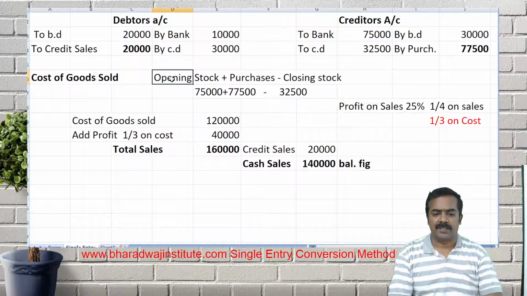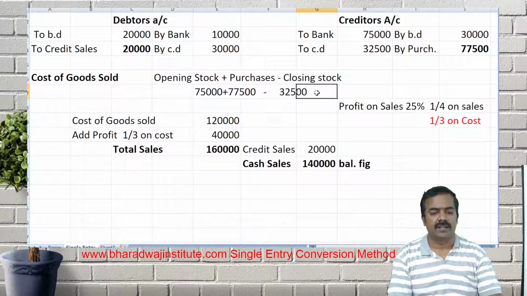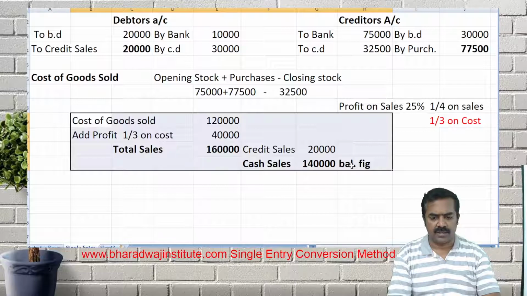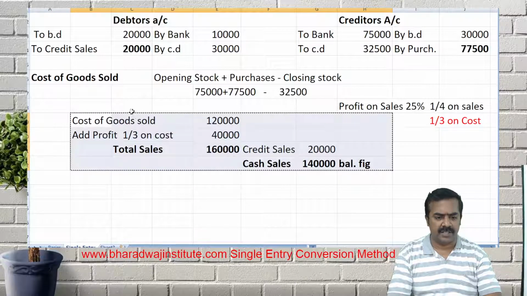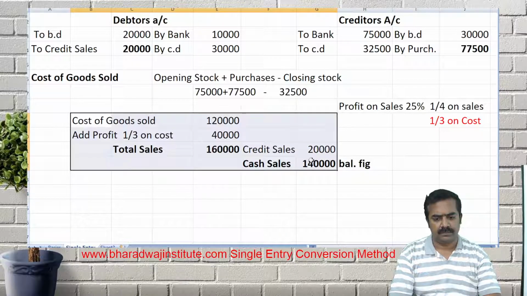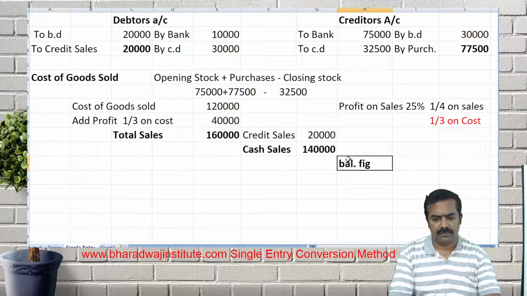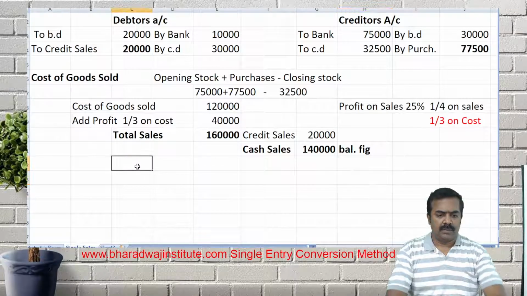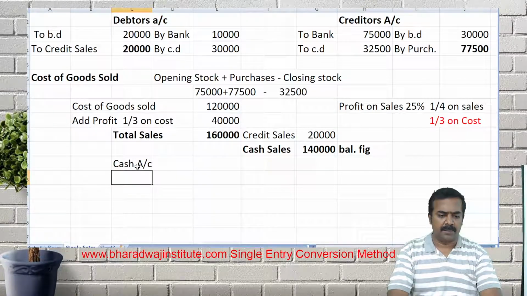And there are no cash purchases. It is clearly mentioned in the problem that payments for credit purchases are always made by check. We are making it only by check. Let us prepare the cash account separately.